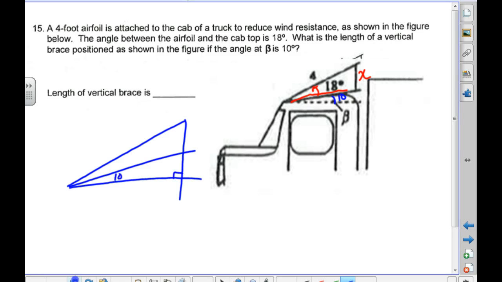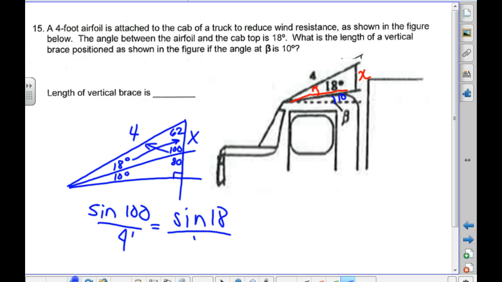Okay, this is 10 degrees, and this is 18 degrees, and this is 4 foot, and this is X. So if this is 10, and this is 90, this is 80. Next to an 80 is 100. This is 18, and this is 100, so the third angle is 62. How did I do? You did great. Okay. So then the sine of 100 is across from 4 feet in the same way the sine of 18 is across from X feet.